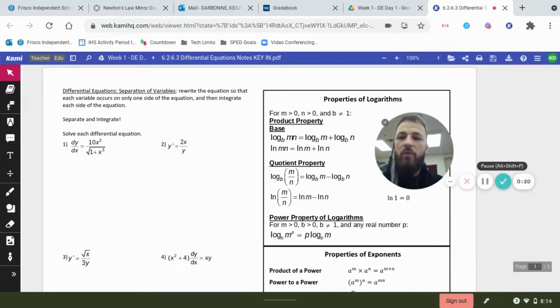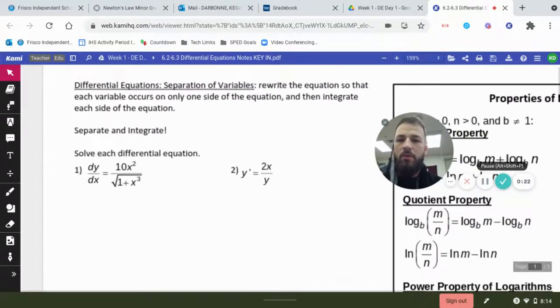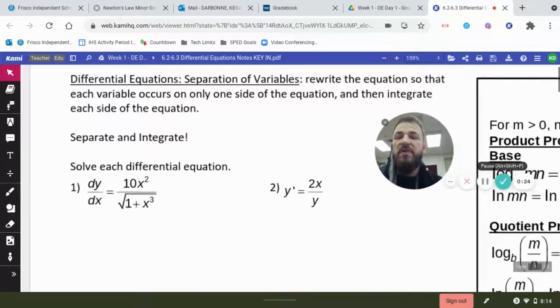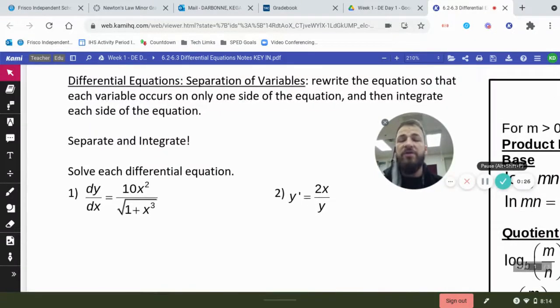So we're going to look at number 1. And just like before, our first step with a differential equation is I want to multiply that dx over, so it's with all the x's. So I'll have dy on the left, and I'll have dx on the right. We call this form separate and integrate.